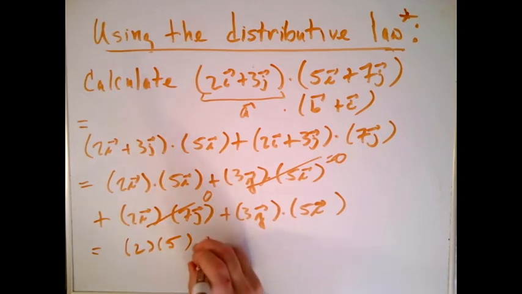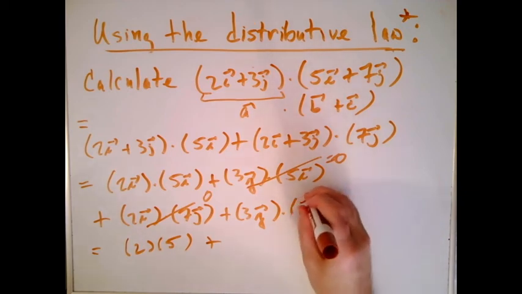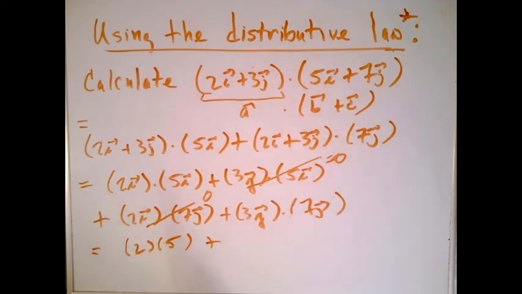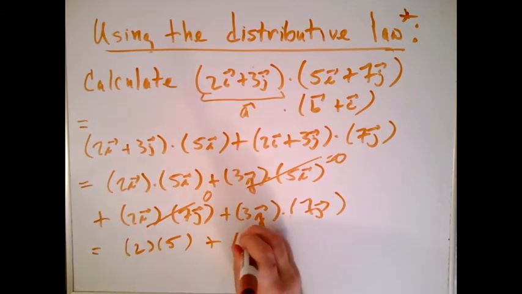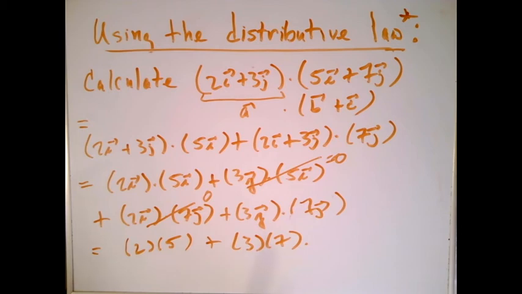And now what we're going to get is 3j, that should be 7j. What am I going to get? I'm going to get 3 times 7. Sorry about that. Meanwhile, that does say if we have the distributive law, we can actually calculate the whole dot product.